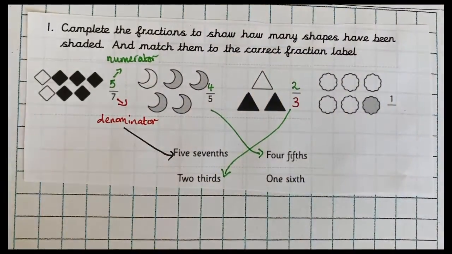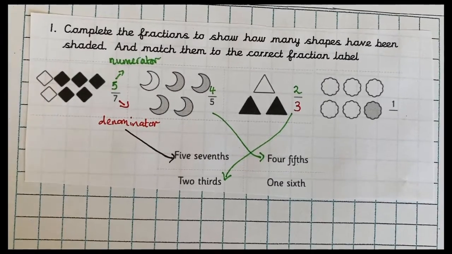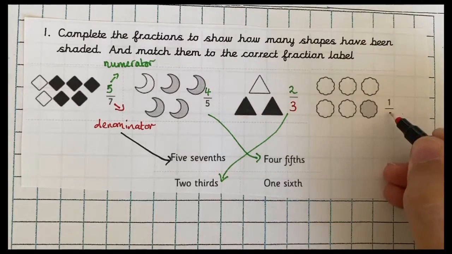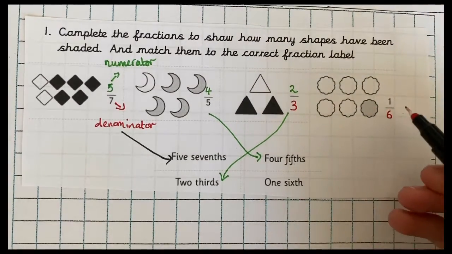Now the last one, how many shapes do we have in total? We have 6, so that's the denominator. And we have 1 shaded in, so 1/6.